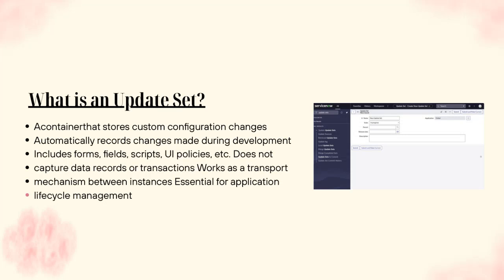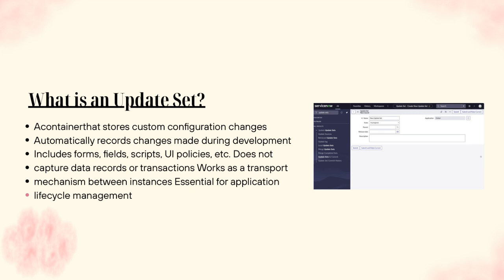Now, let's talk about what an update set actually is and why it's so important. Essentially, an update set automatically records all the changes made during development. This includes things like forms, fields, scripts, UI policies, and other customizations. It's important to note, however, that it doesn't capture data records or transactions, just the configuration changes.